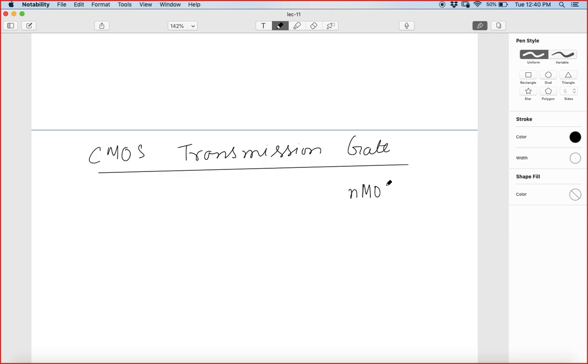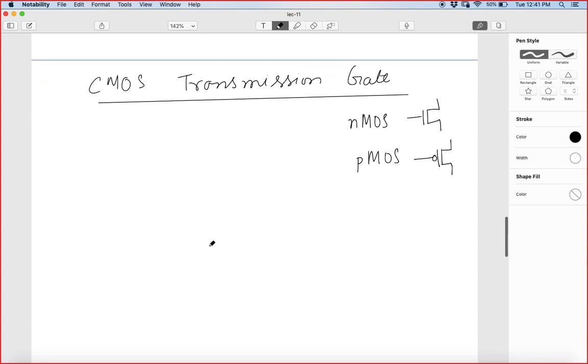The NMOS is represented by this one, and the PMOS will be represented by this one with a bubble, right? This is a different notation that I think we discussed in the previous class. So this is one notation for the PMOS, and this one for the NMOS. The transmission gate, as I mentioned, is nothing but the combination of this PMOS and NMOS.